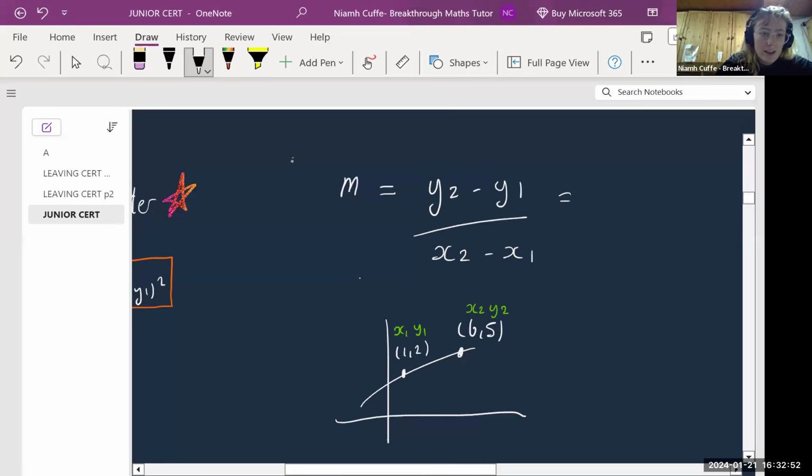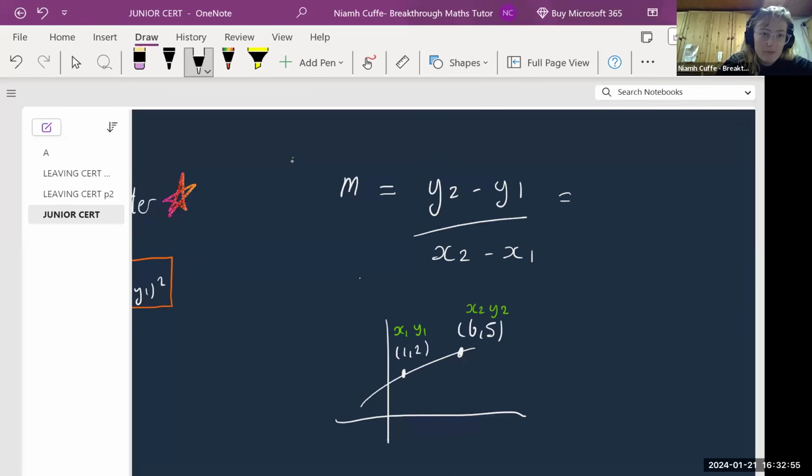So let's see. Arthur Hollenshed, can you give me a hand with this one? See how we get on. Okay, so we've got the point x1, y1, which is the point 1, 2. And we've got the point x2, y2, which is 6, 5. So what do you think I should put in for y2 here, Arthur? Sorry, you're on mute, Arthur. Oh, you muted yourself.